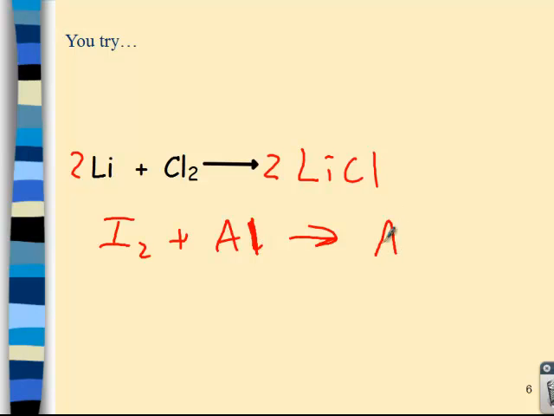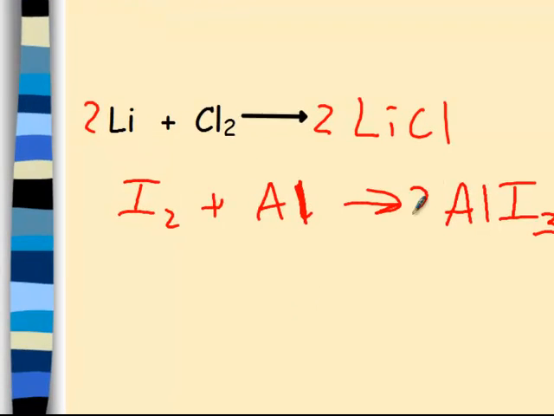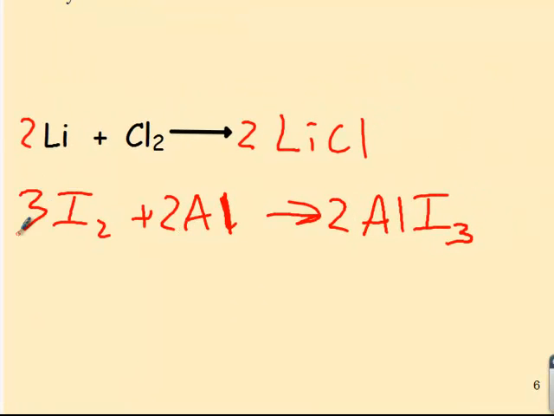All right, so Al is going to go first. Why? It's the positive one. Iodine is going to go second, negative. +3, -1, so you should get AlI3. So we have a 2 there, and a 3 there to balance it.